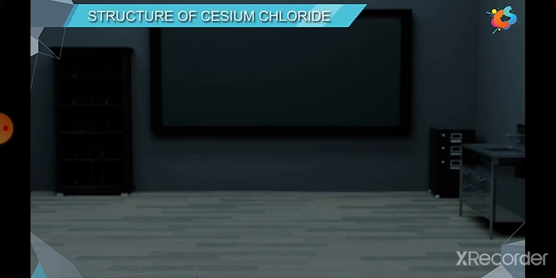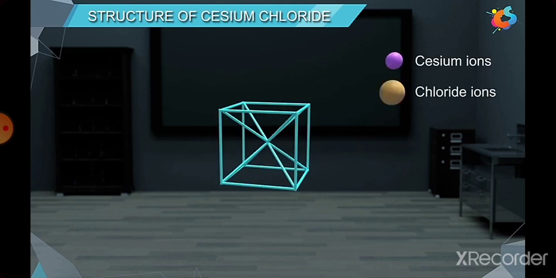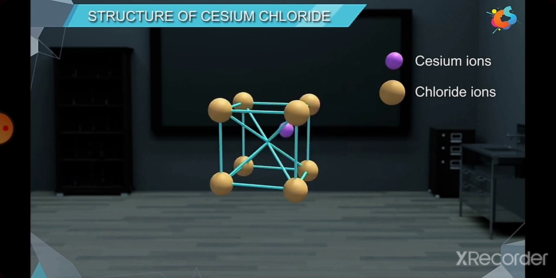Structure of cesium chloride. Cesium chloride crystal is made up of cesium ions, cations, and chloride ions, anions. In cesium chloride body-centered cubic lattice structure, the chloride ions are present at the corners of the cubic lattice, while cesium ions are present at the center of each cube.